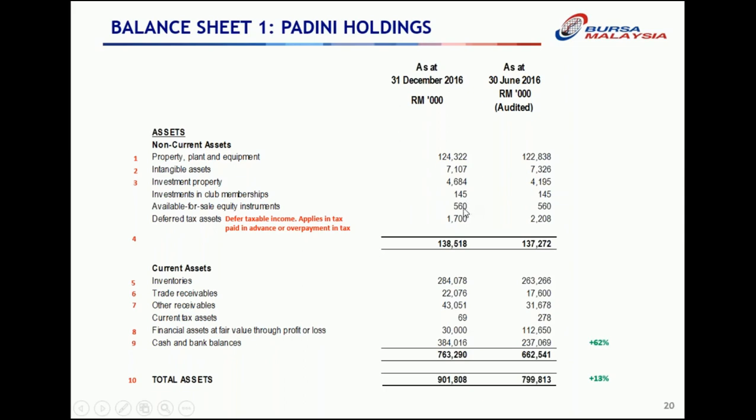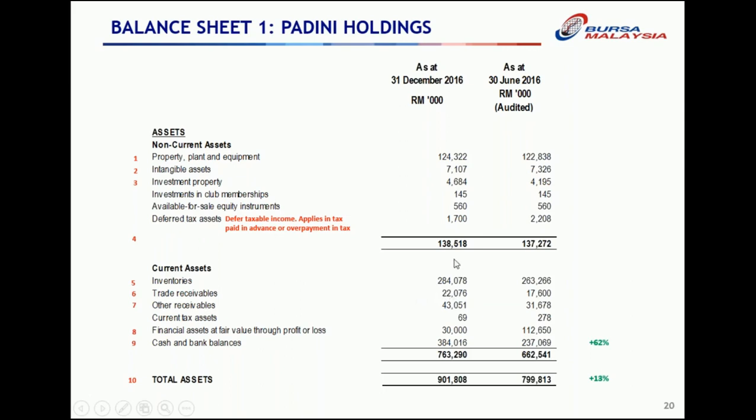These are equities that could be investments in bonds, or in shares or whatever, that the company holds and can actually sell, or intends to sell within a 1 year period. Deferred tax assets are deferred taxable income, which applies to tax paid in advance or overpayment of tax. So sometimes a company may have this, and it becomes an asset because it has overpaid. So this one is the total of the current assets. Now, this for me is important. Total current assets, total non-current assets. Then we have the current assets.